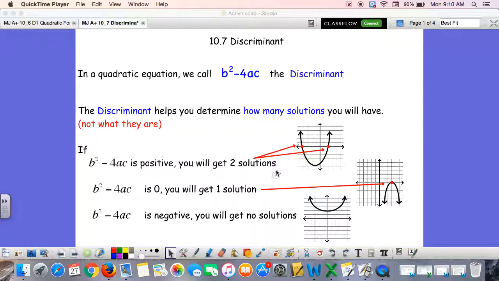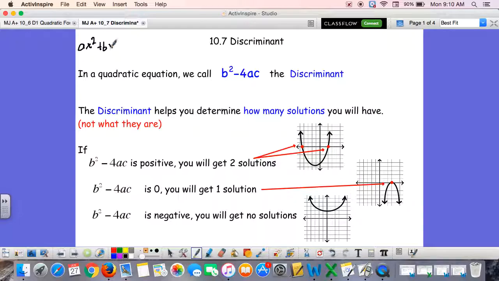Okay, for 10.7, we're dealing with something called the discriminant. And in a quadratic equation, we call b squared minus 4ac the discriminant. So remember, the general form of a quadratic equation is ax squared plus bx plus c.